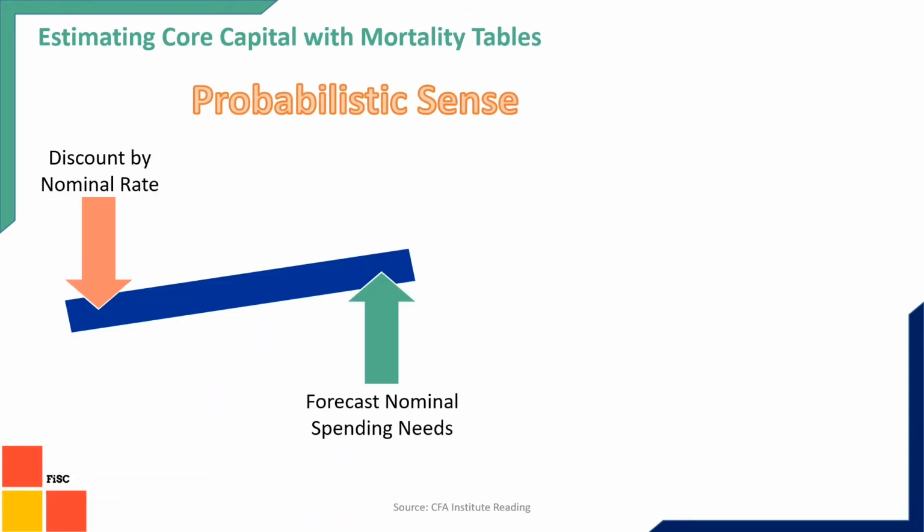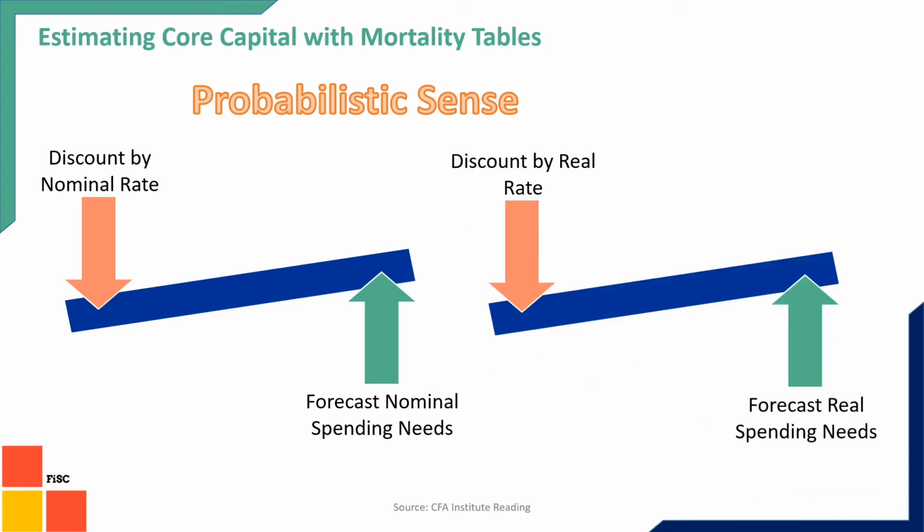Now what we are doing is forecasting and discounting. That means if your spending needs are forecasted in nominal numbers, you should use a nominal rate. If they are forecasted in real numbers, you should use a real discount rate. So this is a very important fact which you have to understand. This will help us a lot, because there could be a question where they give the real rate as well as the nominal rate, and then you would get confused about which discount rate to use. So you have to remember this.